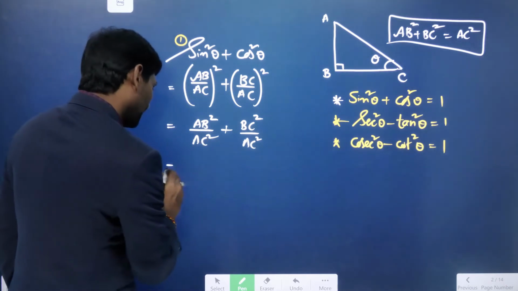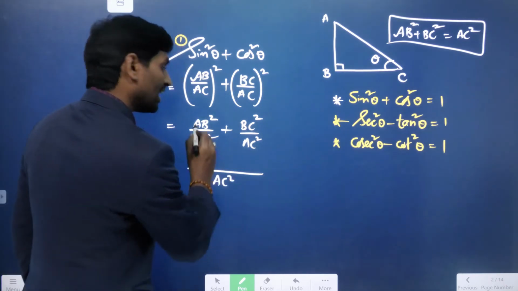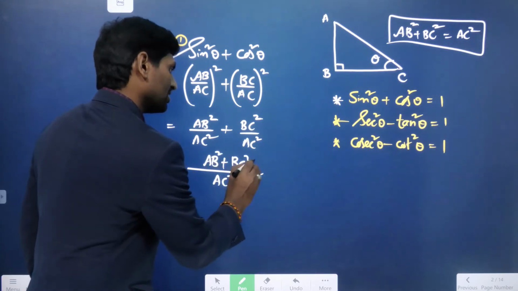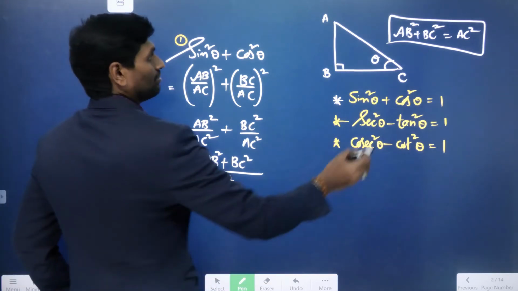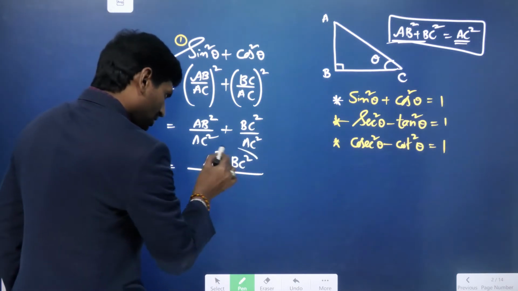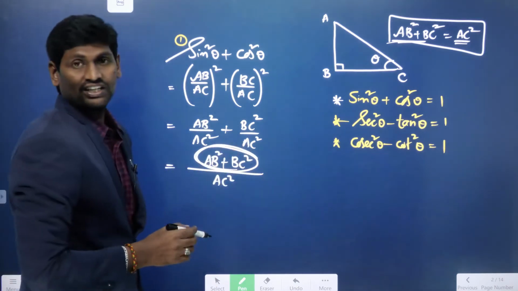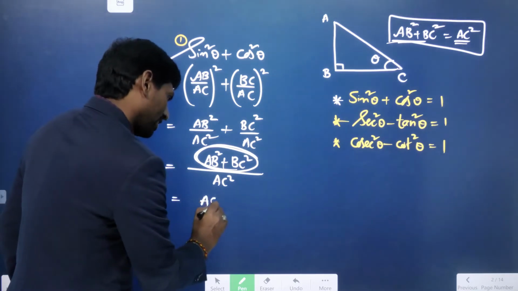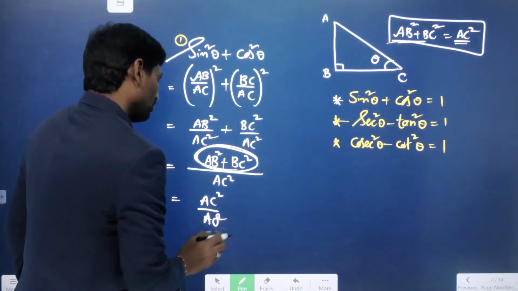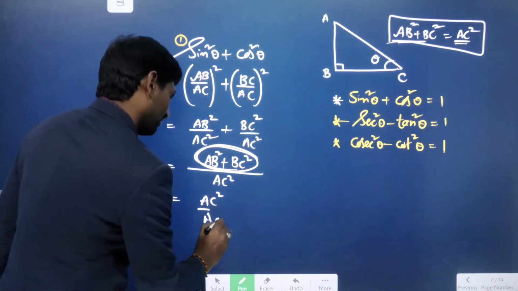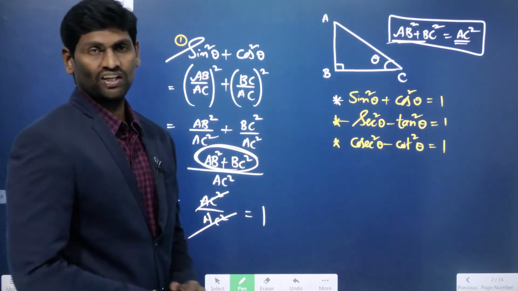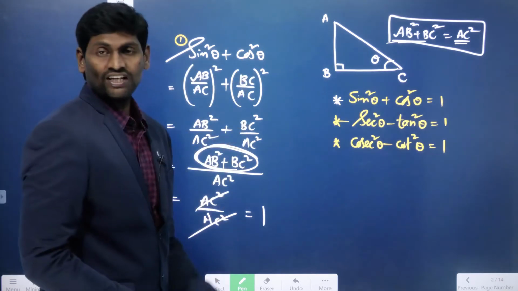Both the denominators are the same, so we can add the numerators. The numerator is AB square plus BC square. According to the Pythagoras theorem, AB square plus BC square is equal to AC square. So in the place of the numerator we can write AC square. AC square by AC square cancels, because they are the same, and the answer is 1. So sin square theta plus cos square theta is 1.